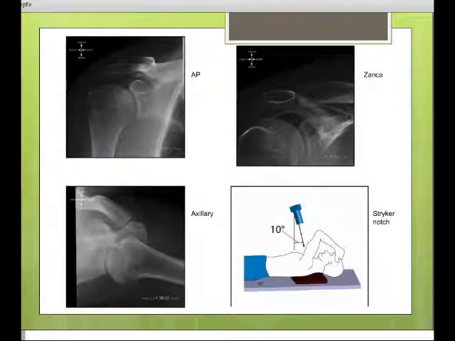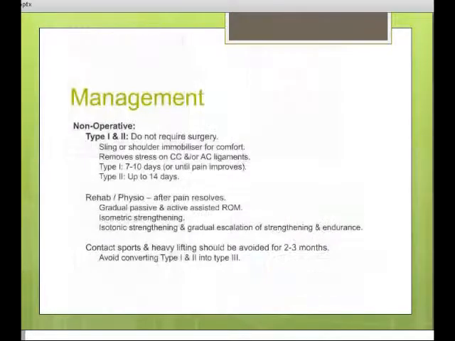The management of these injuries. Type 1 and 2 injuries don't need surgery. Usually they're treated with a sling or a shoulder immobilizer for comfort. This removes the stress on the CC and AC ligaments, and could be required for 7 to 10 days in type 1 and up to 14 days in a type 2 injury. Rehab and physiotherapy are important after the initial pain resolves.